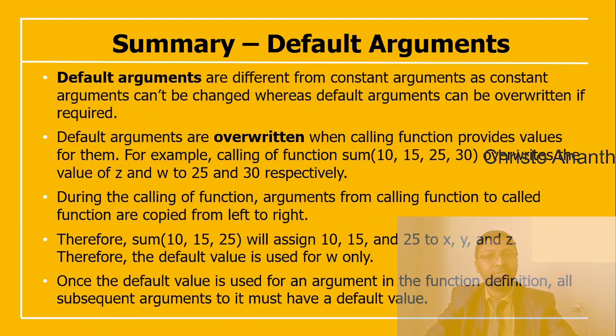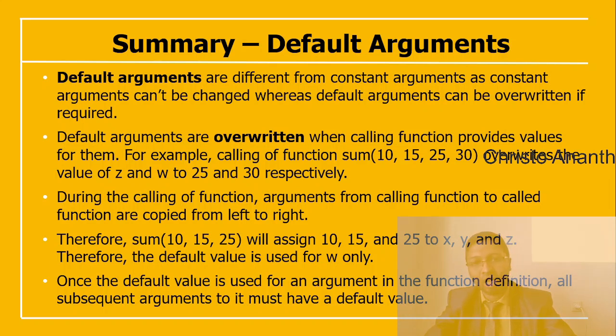So this is the summary of the default arguments. Default arguments are different from constant arguments. Constant arguments, as the name implies, cannot be changed, whereas default arguments can be overwritten if required. Default arguments are overwritten when the calling function provides a value for them. For example, calling the function sum with 10, 15, 25, 30 is going to override the values of z and w to 25 and 30.